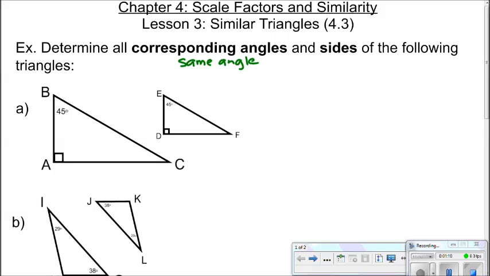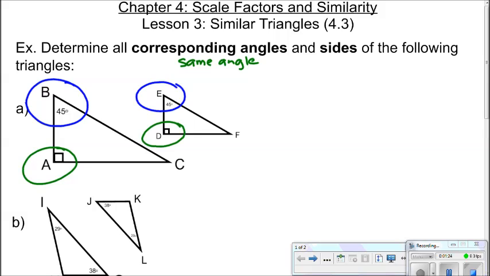So when we look at example A, hopefully these two angles pop out at you because they are both 90-degree angles. So we have two right triangles, and angle A and angle D are corresponding because they have the same value. Angle B and angle E are also corresponding because they're both 45 degrees. And so they are similar, and then we need to investigate the last two angles, angle C and angle F.